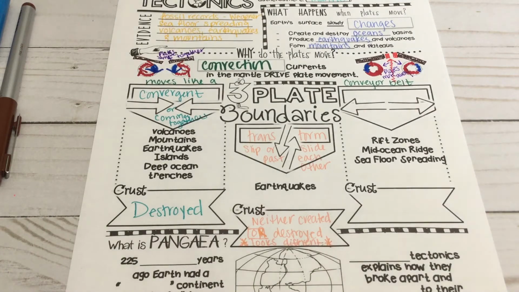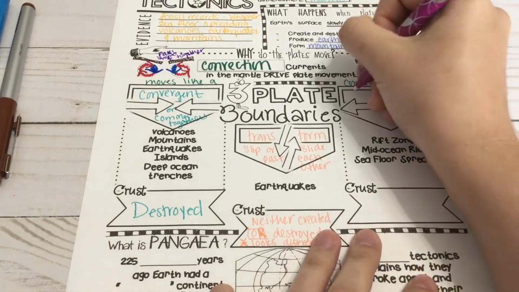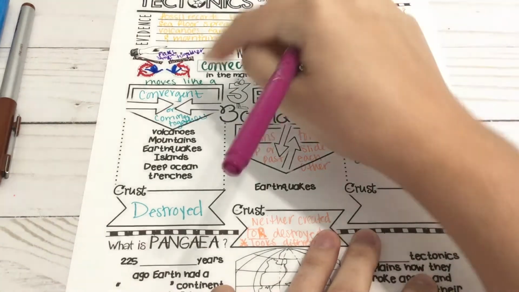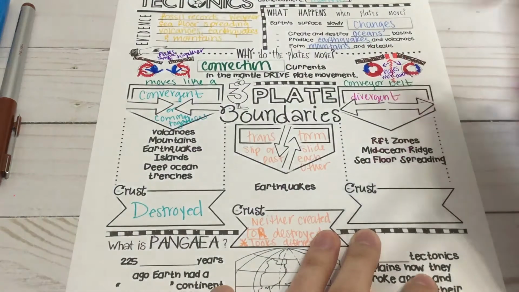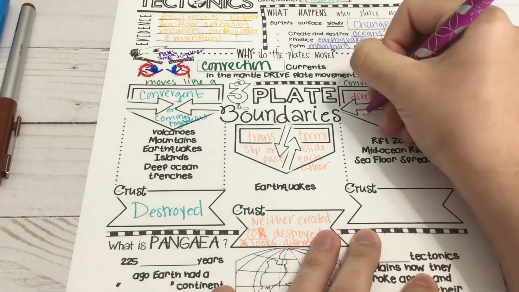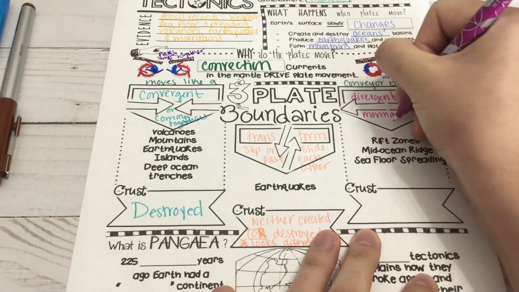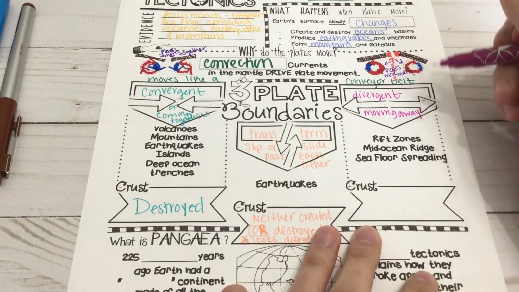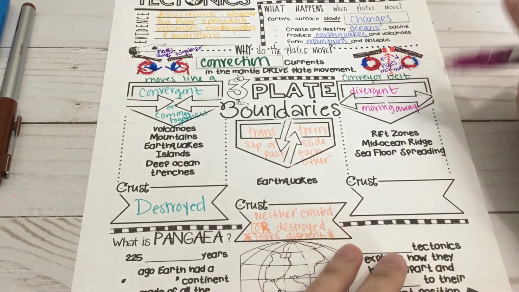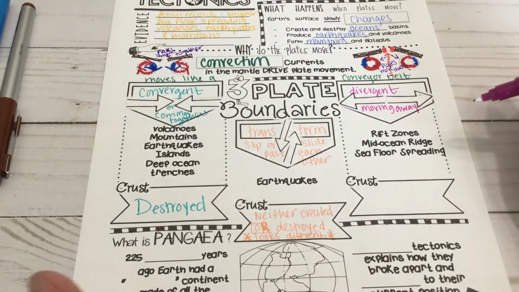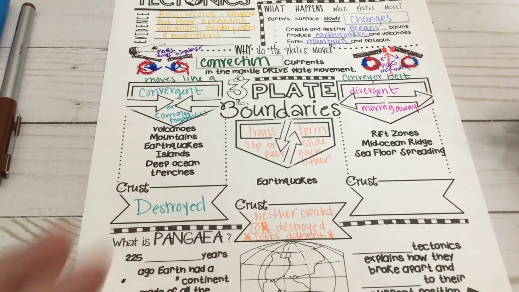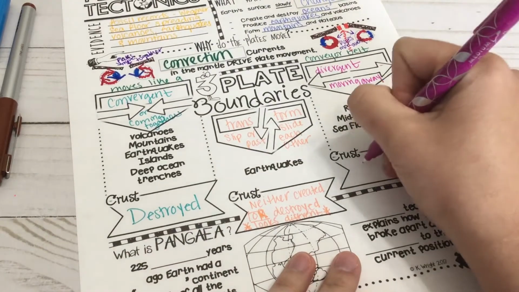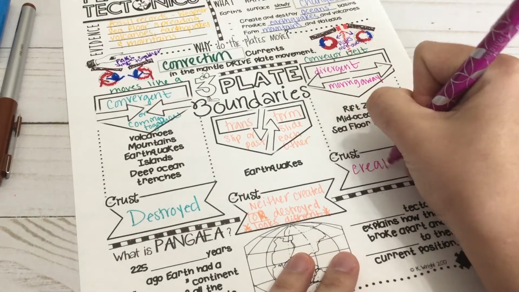And the last type of boundary are divergent boundaries. So convergent means that they're coming together. Divergent means that they are moving away. And this creates rift zones, mid-ocean ridges, and the seafloor spreading. And at this point, crust is created.